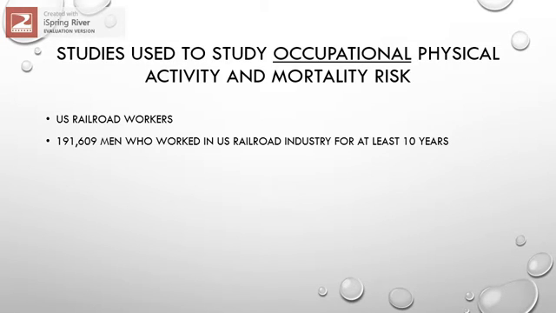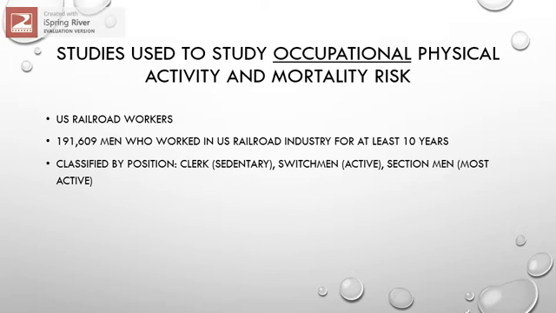Now I want to talk about a few different studies that were used to look at the relationship between physical activity and mortality risk. These are all cohort studies. This study in particular was used to assess the relationship between occupational or work physical activity and risk of mortality. So this is the U.S. Railroad Workers Study. We talked about the London Transport Study earlier in the semester, and this is very similar, but they studied over 190,000 men who worked in the U.S. railroad industry. They had to work in the industry for at least 10 years to be in the cohort.